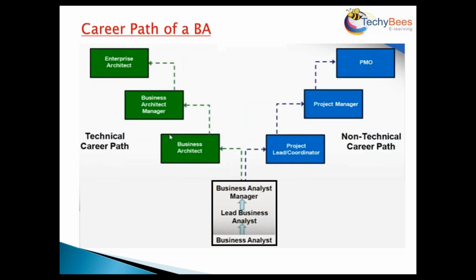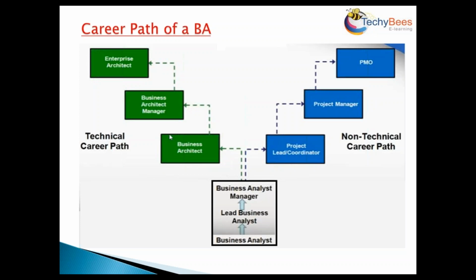So business architect, at least 14 to 15 years; business architect manager, around 17 years. Then enterprise architect, where you'll be working on enterprise level solutions like ERP and CRM products. That requires a lot of solution architecturing experience. So at enterprise architect level, you should have at least 18 to 20 years of experience, and you'll be called an enterprise architect. So that is a technical career path.